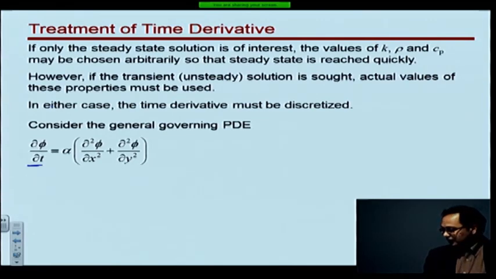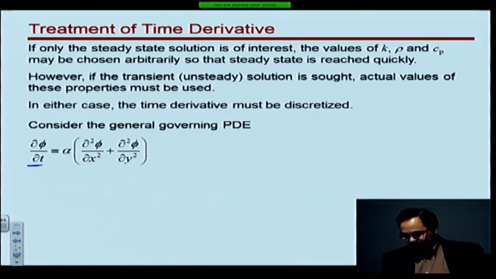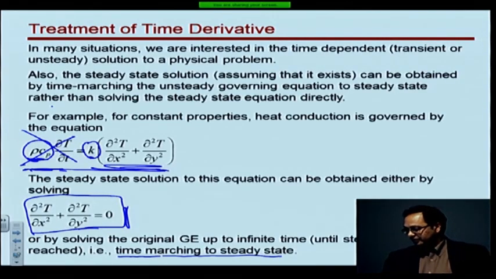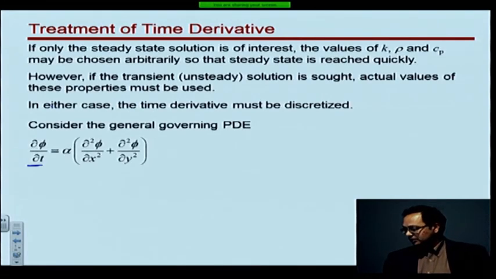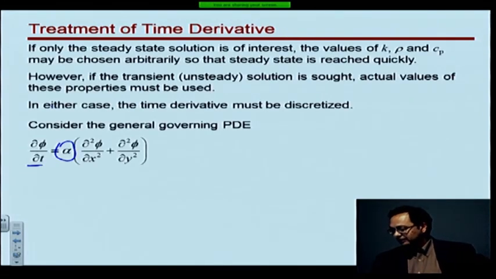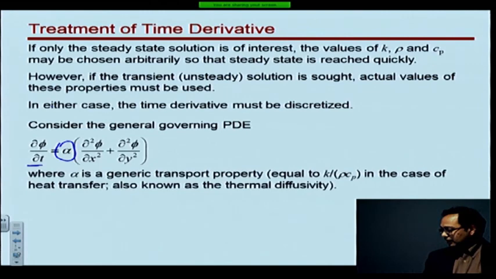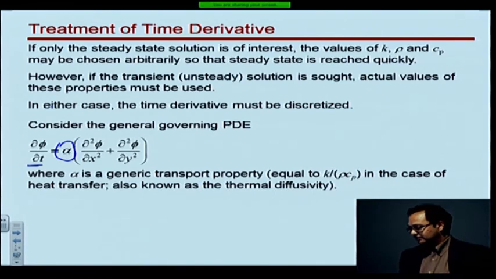So I've just written it in a different way where I've divided through. If you take, for example, the heat equation, I've divided through by rho Cp. So this quantity is called the diffusivity. In the case of the heat equation, it's called the thermal diffusivity. It's always a positive constant. That's the only thing to remember about it. There's nothing else that matters as far as the numerical treatment is concerned.